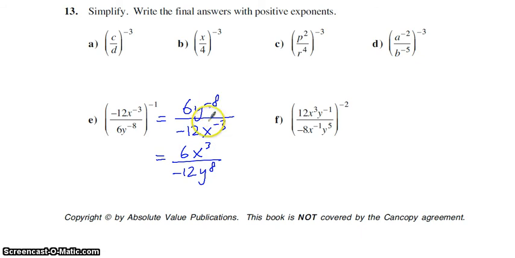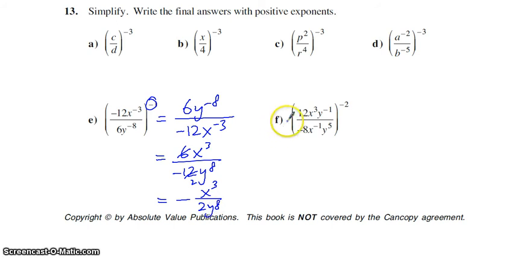Okay, negative exponent means top to bottom, bottom to the top. So this negative flips the whole thing, each negative flips each part. Finally, you deal with the 2 here. What do you do with the negative sign? You can just leave it in the front. Okay, so that's the final answer.